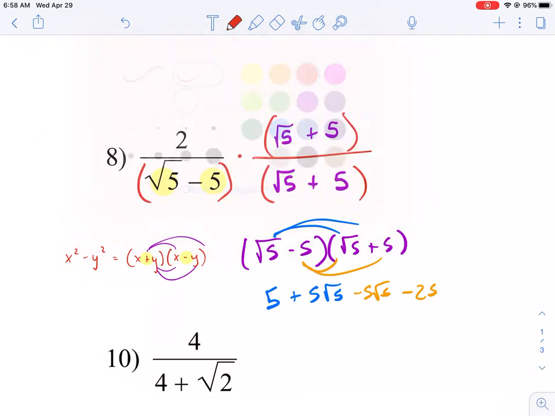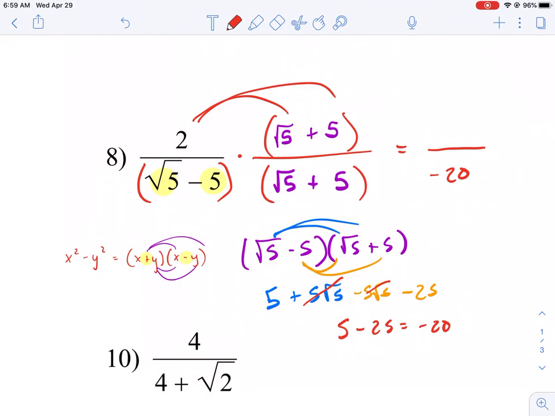What do you notice? Well, the middle terms cancel out as promised, and then we're left with 5 minus 25, which equals negative 20. So as you can see, by multiplying by the conjugate, we're able to get rid of the radicals in the bottom, and now it's negative 20. Now you're probably thinking, oh, but there's radicals in the top. It doesn't really matter. We can have radicals in the top. It's no problem. So we can distribute the 2 to both the radical 5 and the 5. We get 2 radical 5 plus 10.